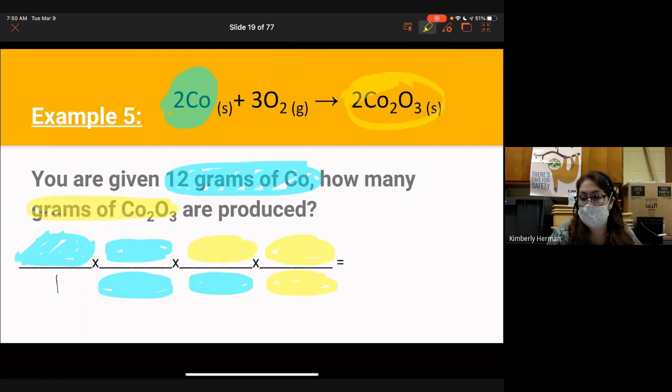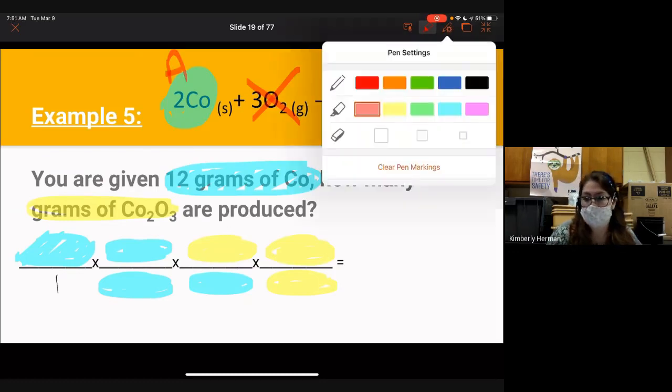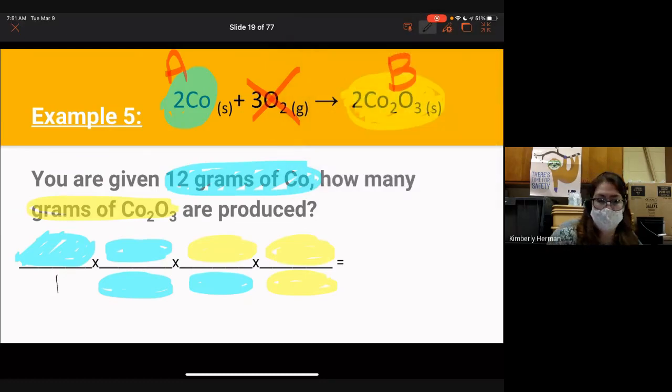So we find Co2O3 up here. And then we'll notice that we don't care that there are 3 O2s for it because we're only looking at our A to our B. So now let's start filling in our given and see where it takes us. So our given is going to be that number in units. So we're going to have 12 g Co.